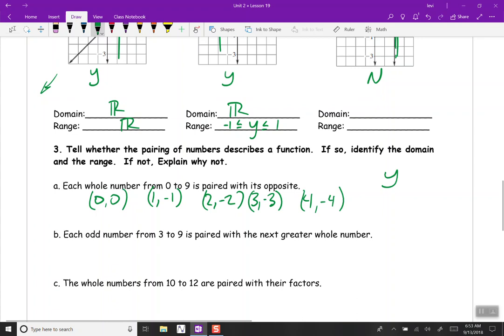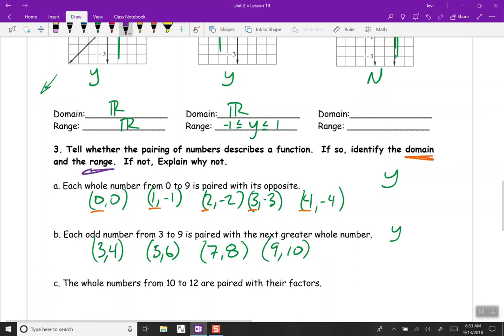Each odd number from 3 through 9 is paired with the next greater whole number, so that would be 3 and 4, 5 and 6, 7 and 8, and 9 and 10. So yes, that's a function. And I want the domains and the ranges. The domains are just all the x values, and the ranges are all the y values. So domain 3, 5, 7, 9, range 4, 6, 8, 10.